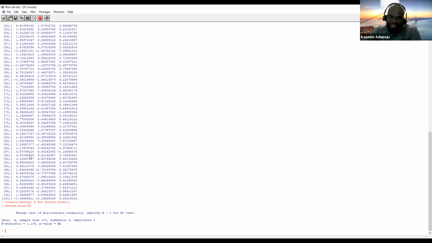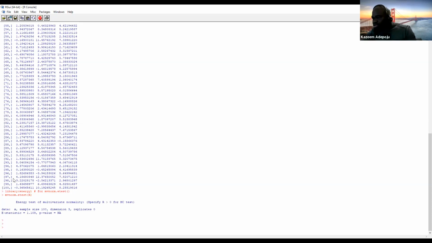As you can see here, the p-value is not available for this particular data set. Now if I want to run a different multivariate test, another popular test that we have around is called, give me one sec, the Mardia kurtosis test. The Mardia kurtosis test is a multivariate normality test. So I'm going to copy that into R now for you to see.